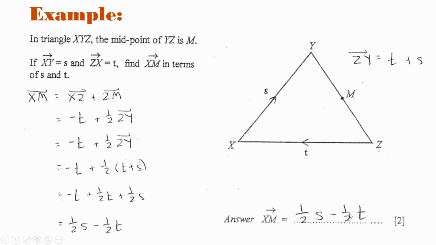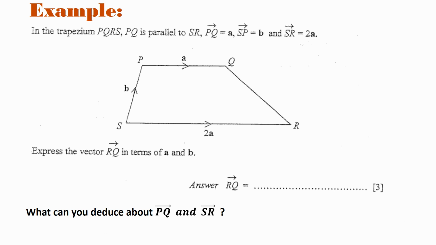All right, another one. In the trapezium PQRS, PQ is parallel to SR. That's just the case for trapezoids, you have one pair of parallel bases. PQ equals A, so good, that's drawn in. SP equals B, and SR equals 2A. Again, always check, is everything written here appearing on the diagram already? Because if not, you might want to draw it in.